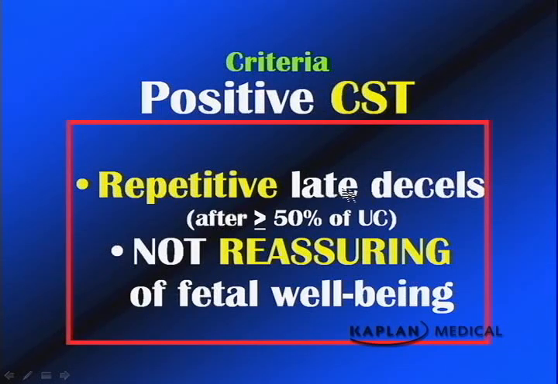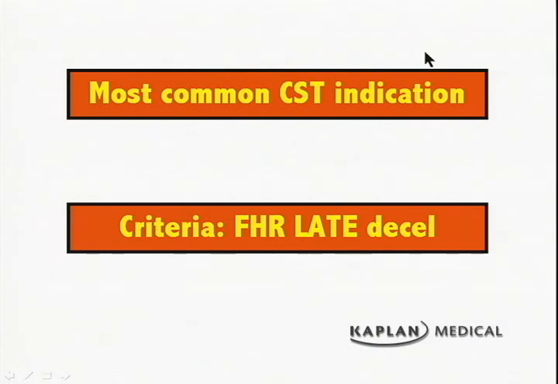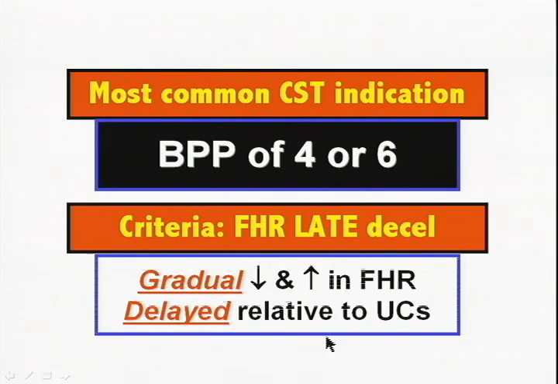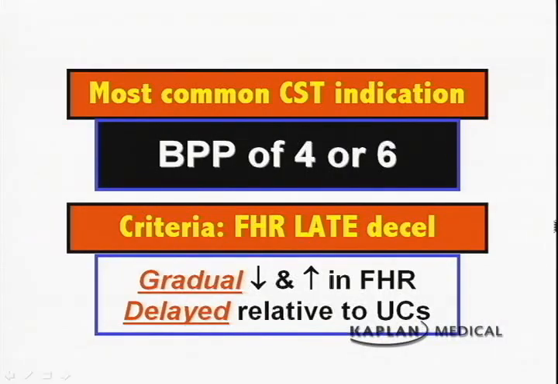Repetitive late decelerations after 50% or more of the contractions. This is not reassuring. The most common indication for a CST, we already talked about this, is a biophysical profile of 4 or 6. The criteria for a fetal heart rate late deceleration is a gradual drop in the heart rate, a gradual return, but always delayed relative to the uterine contraction. It is not simultaneous as you'd expect with an early deceleration. With variable decelerations, it's a rapid drop and a rapid return. This is gradual and delayed.